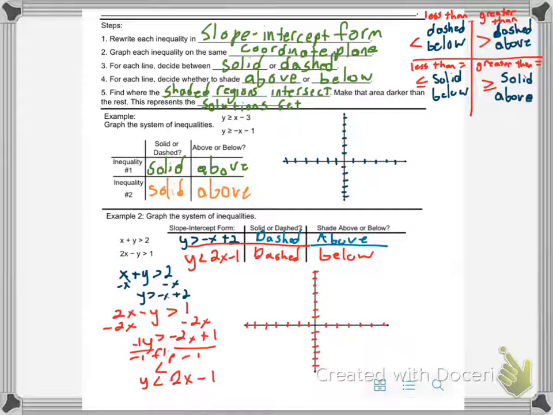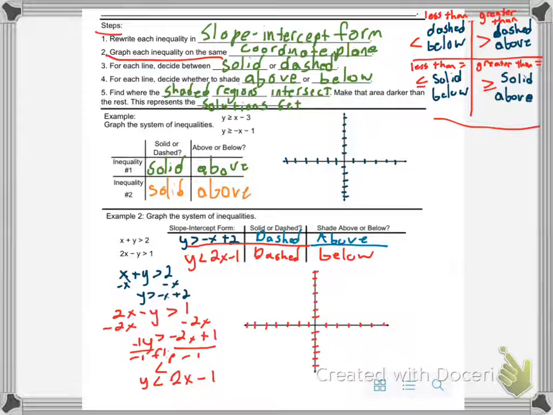We're going to look at systems of inequalities. First step is you rewrite each inequality in slope-intercept form. Second step, graph each inequality on the same coordinate plane. Third step, find each line, decide between solid or dashed.